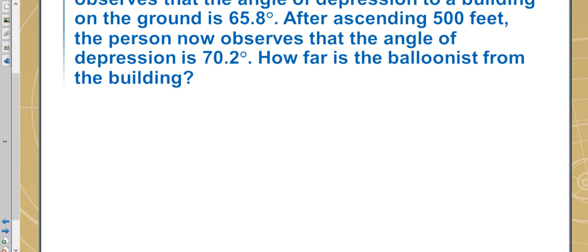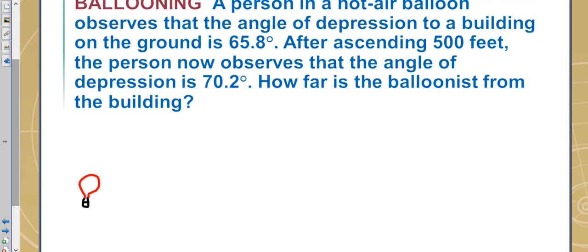All right, so here's the idea. You have a guy in a hot air balloon. So I'm a terrible artist, but I'll do the best I can. You have this person, and they're riding in this little hot air balloon here. And it says the person in a hot air balloon observes that the angle of depression to a building on the ground is 65.8 degrees.